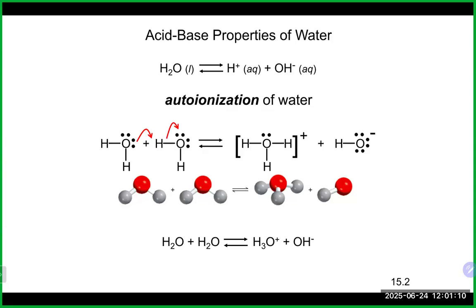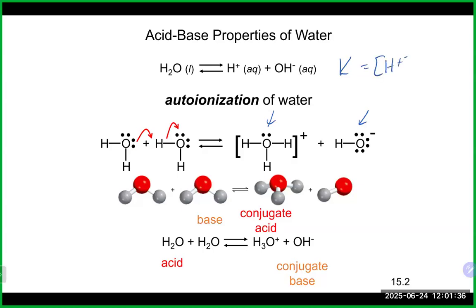So for example, if one gives away the hydrogen and one accepts it, that is going to form H3O+ and OH-. It's actually an equilibrium reaction that occurs when water reacts with water. And because it's an equilibrium reaction, we could write an equilibrium constant for it, like normal, which is [H+][OH-]. Here, we would not include the reactant as it is a liquid.